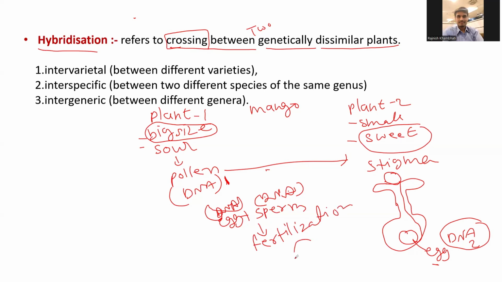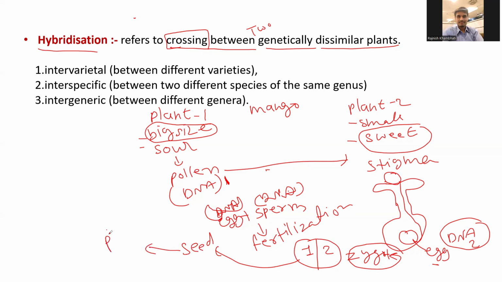In the end, they fuse and form the zygote. This is known as zygote, and this zygote carries both DNA. DNA of plant 1, DNA of plant 2. And now, when this zygote turns into the seed, and when this seed turns into a baby plant, this plant will now grow and give us the mango, which is big in size and sweet in taste.